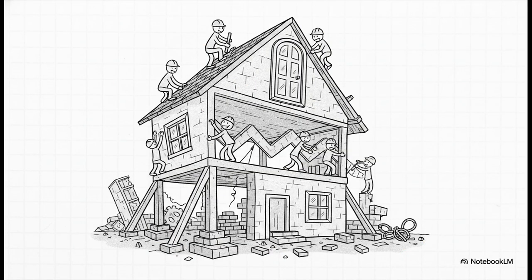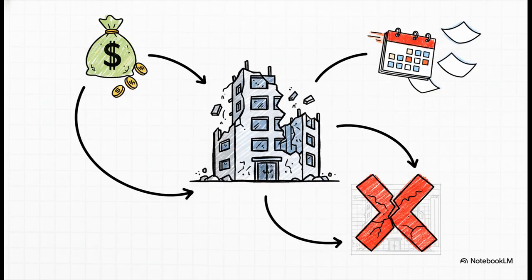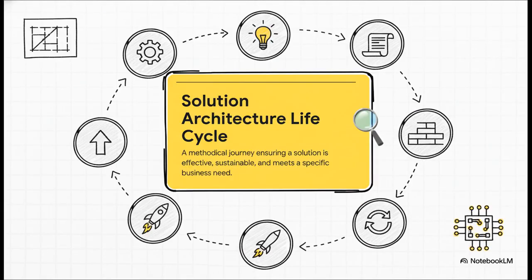Yeah, you'd have teams with totally different ideas. The result? Absolute chaos. And in tech, that chaos means blown budgets and failed projects. So let's see how to avoid that. Think of it as the master blueprint for tech projects. It's all broken down into 8 clear phases.